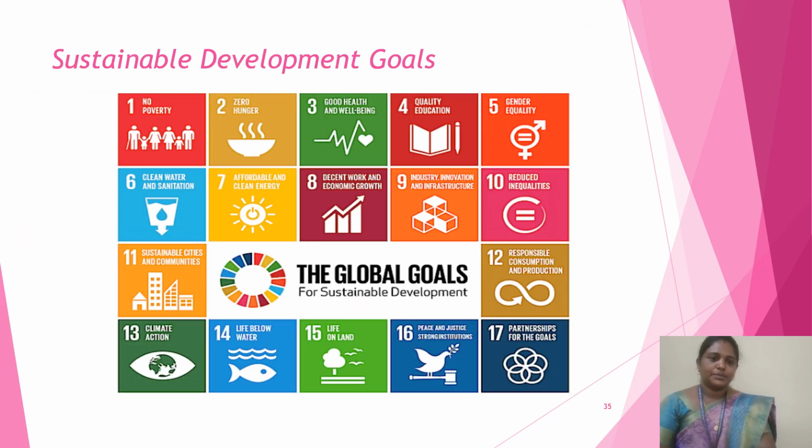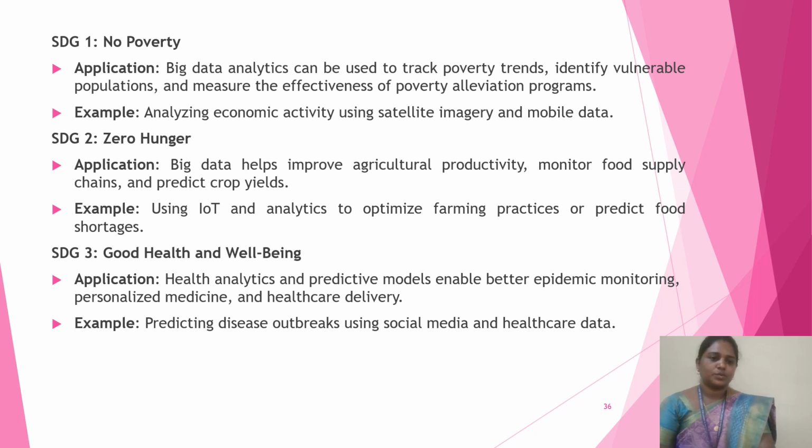So in this unit, we need to achieve the sustainable development goals. Here are a few of the SDGs that can be achieved. The first one is SDG 1, no poverty. For example, you analyze large amounts of data by applying the big data analytics process to track poverty trends and identify vulnerable populations, and easily measure the effectiveness of poverty reduction. It can be reached by applying big data analysis.